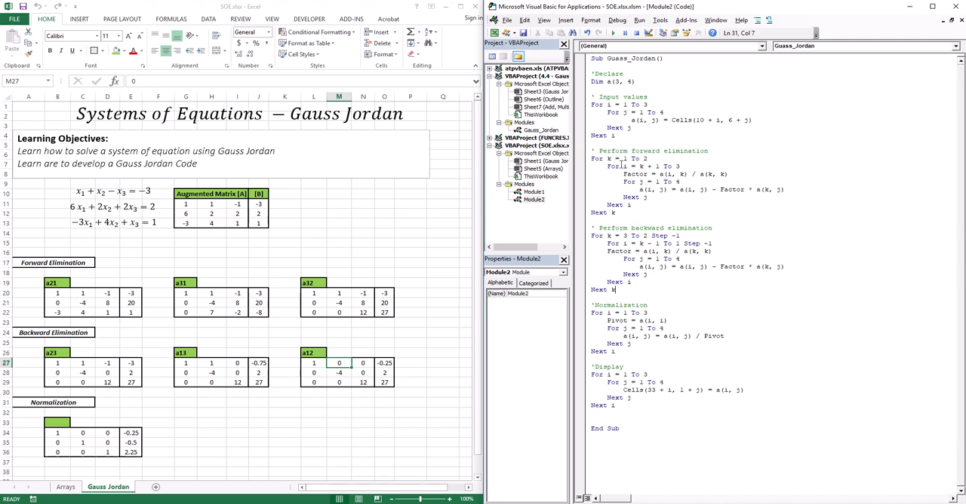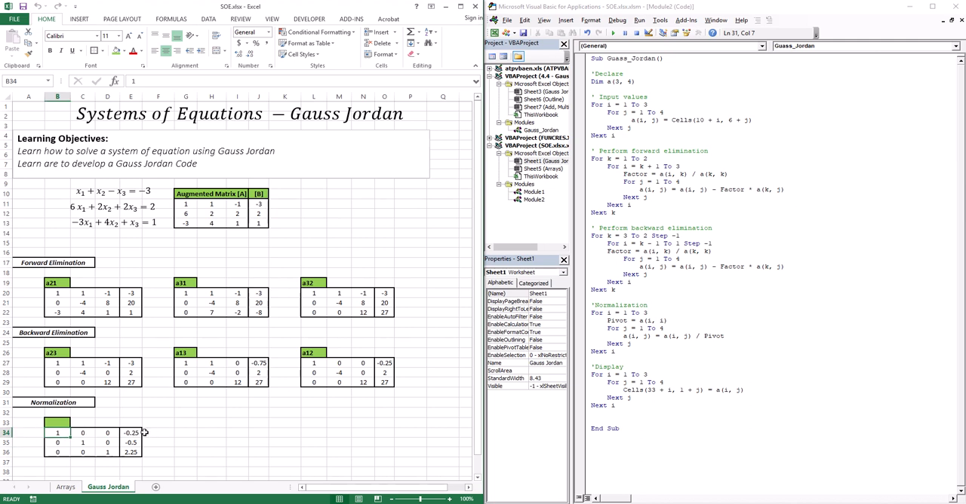And in this i loop, it changed from k plus 1 to 3, to k minus 1 to 1. Okay, so that's the only change between a forward elimination code and a backward elimination code. And to recap, in forward elimination we're creating those 3 zeros, and in backward elimination we're creating those 3 zeros.